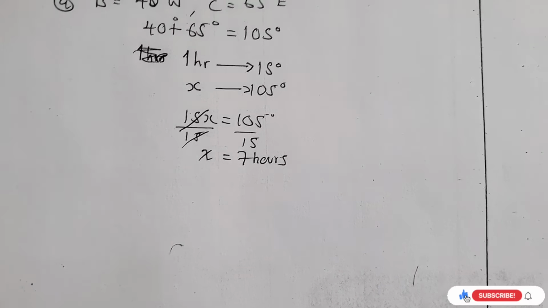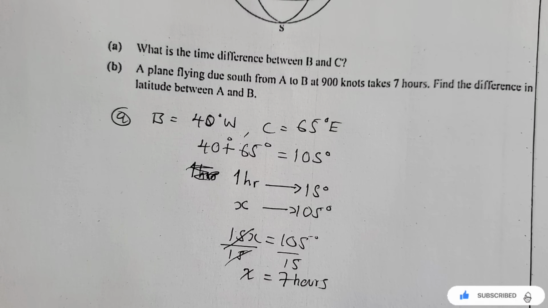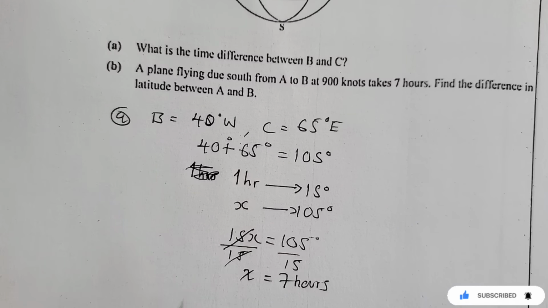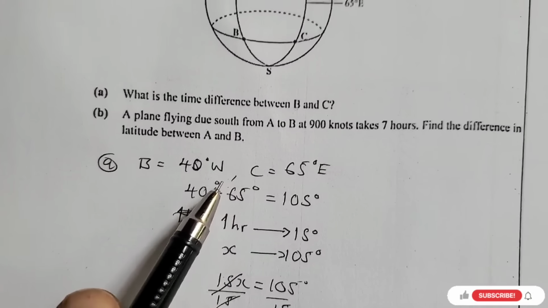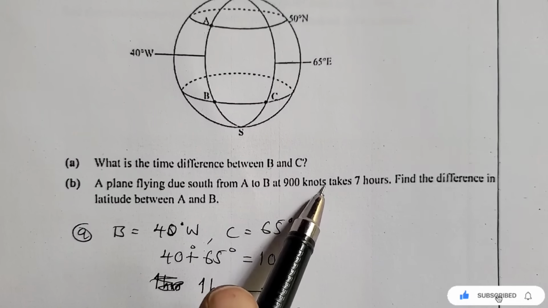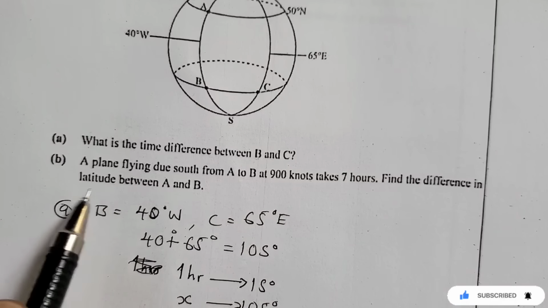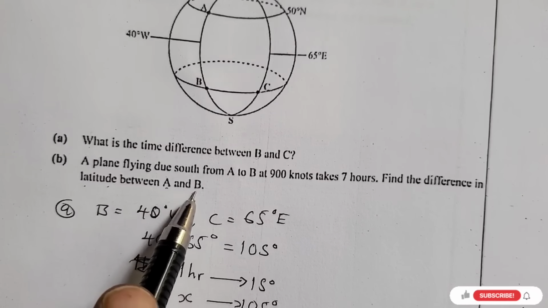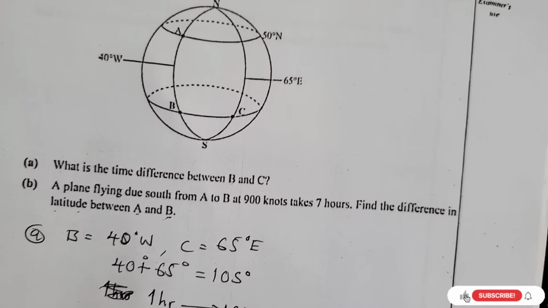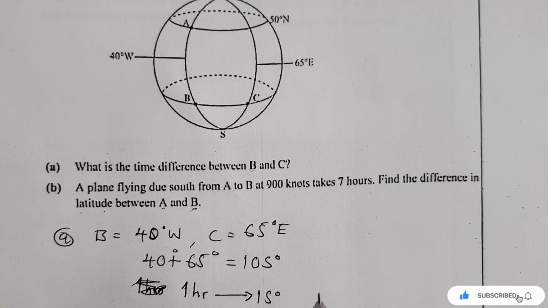The next question, which is question 2, says a plane flying due south from A to B at 900 knots takes 7 hours. Find the difference in latitude between A and B. Now, the secret here is the formula for calculating speed.